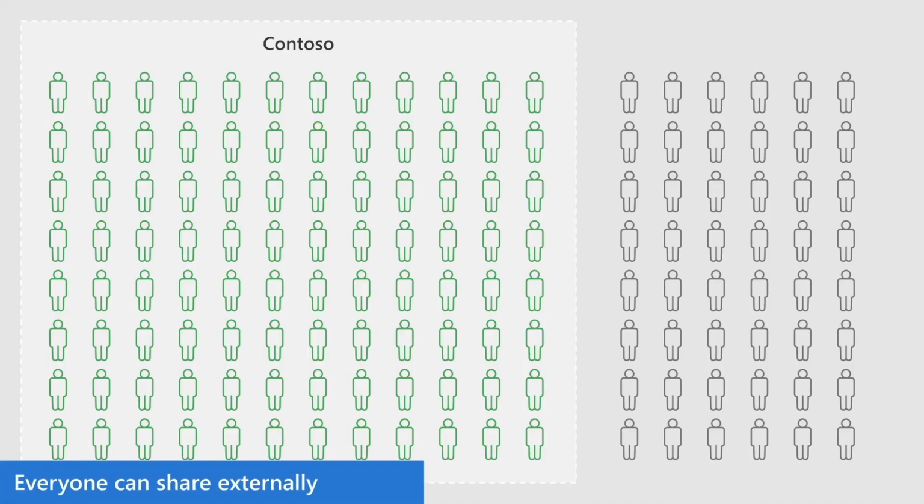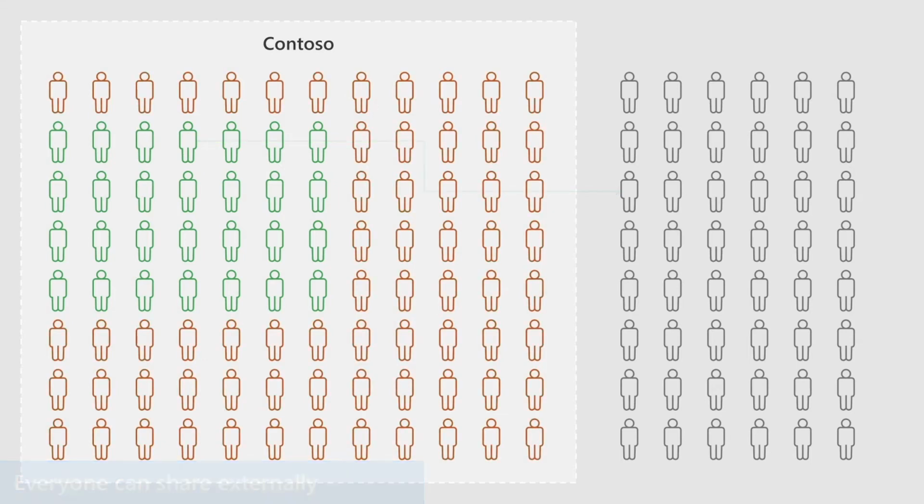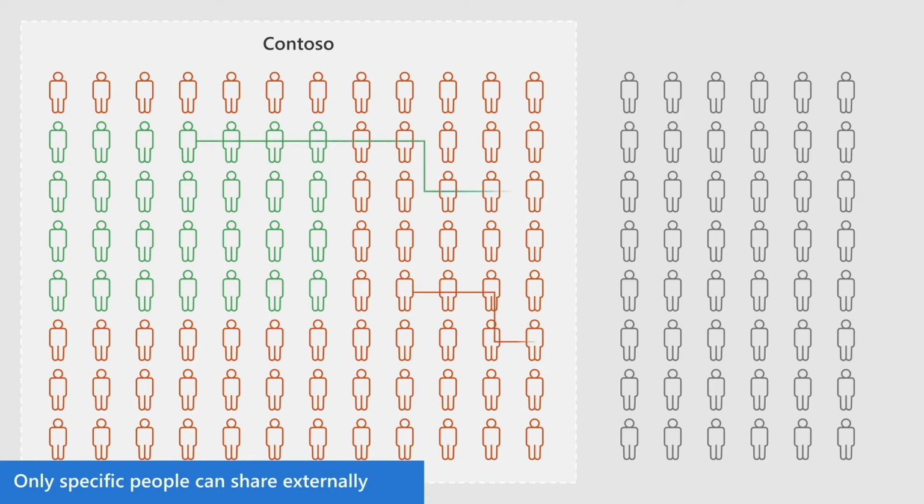By default, you can enable external sharing for everyone in your organization. Everyone's allowed to share with people outside of the company. But you can also choose to restrict external sharing to only specific people. The common use case here is where you may want to have users go through training before they're allowed to share externally. Once they've completed the training, you add them into a security group. If you're a member of the security group, you're allowed to share with external partners. And if you're not, you're prevented from doing so.